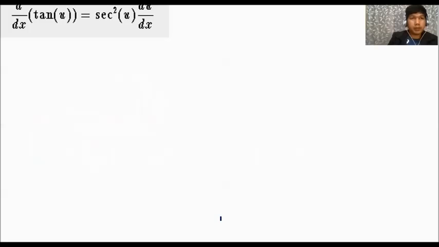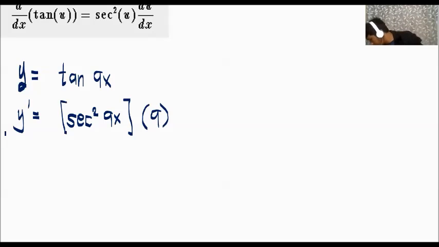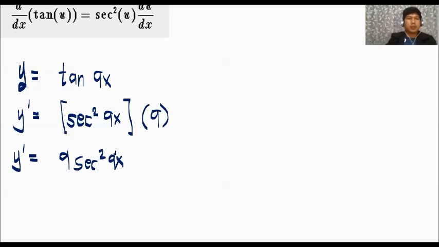And then for tangent u, the derivative of tangent u is equal to secant squared u, then the derivative of the angle. Let me give an example. So y is equal to tangent of 9x. So y prime, therefore, is equal to secant squared 9x, then the derivative of 9x, which is just 9. So y prime is equal to 9 secant squared 9x.